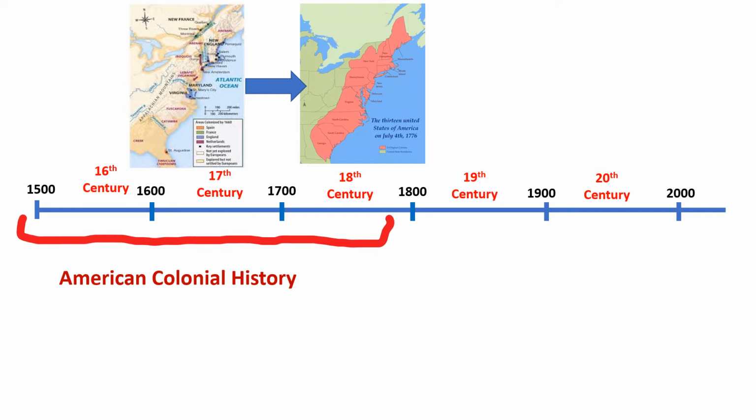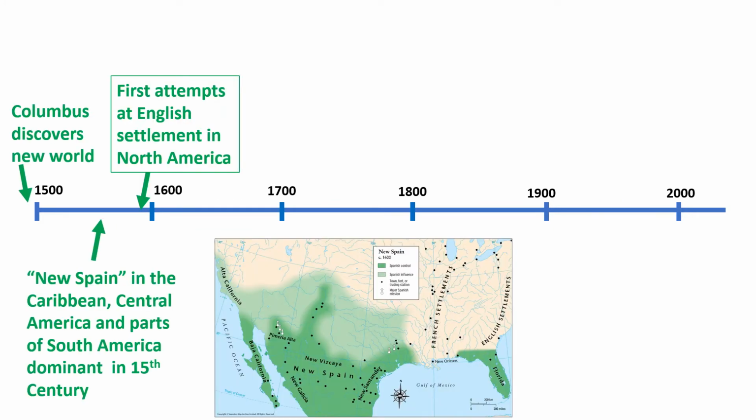So when I speak of American colonial history, be aware that it's 200 years from English settlement to independence, and a lot changes in that period. Of course, Columbus, sailing under the Spanish flag, bumped into the New World in the 1490s, in the late 15th century. And they found a bunch of gold there, and that led to the colony of New Spain, which was extensive. It covered the Caribbean, Central America, and parts of South America.